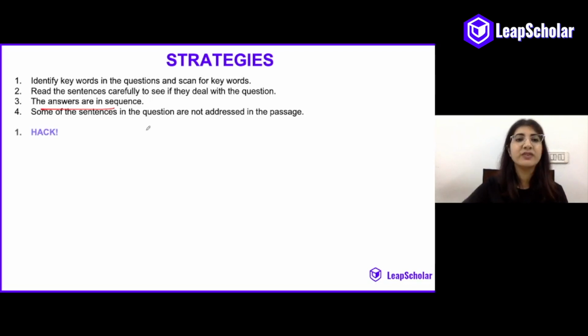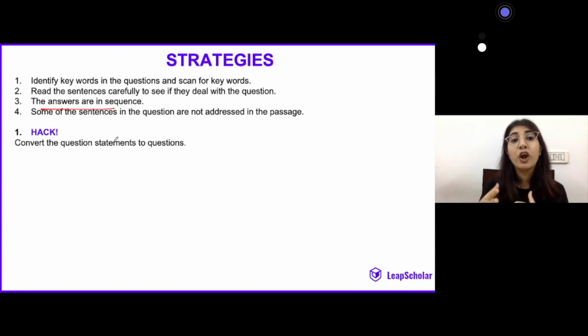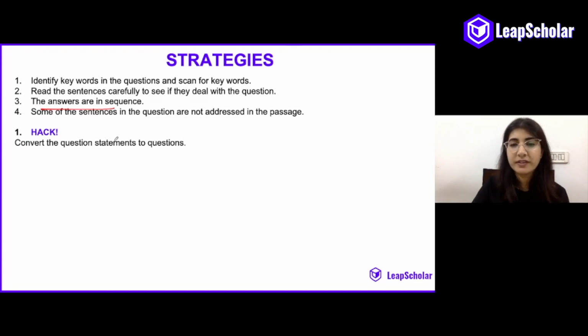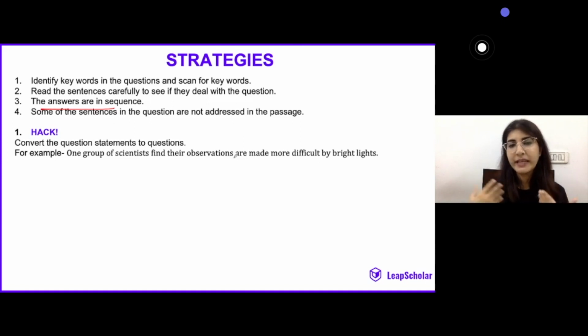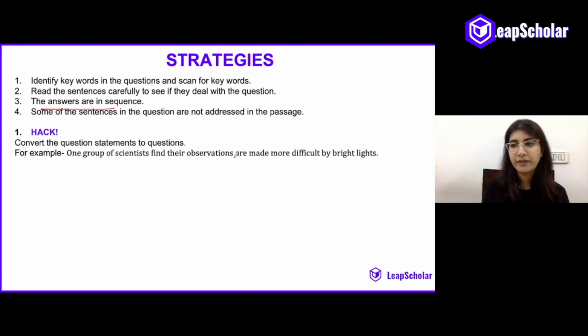And now, time for the hack. So the hack is that you need to convert the question statements to questions. So what does that mean? Remember the first statement that we saw? One group of scientists find their observations are made more difficult by bright lights. So convert this into a question. It is psychologically easier for us when we convert them into questions to give a yes or no answer. It becomes clearer for us.